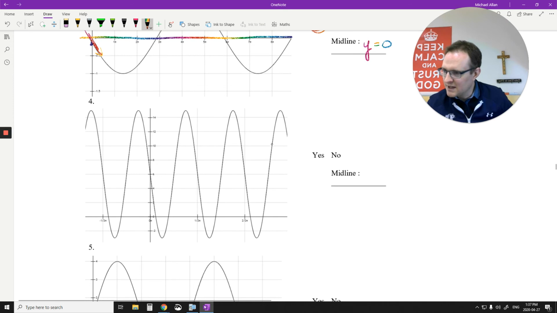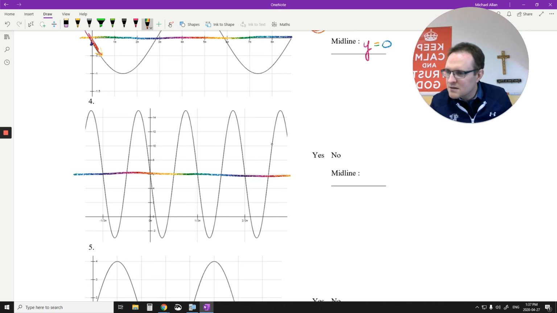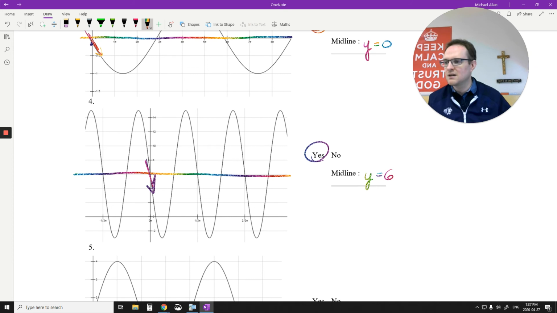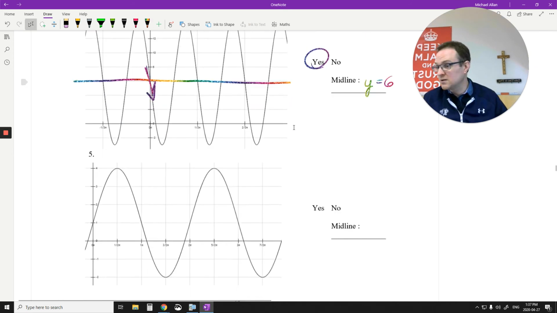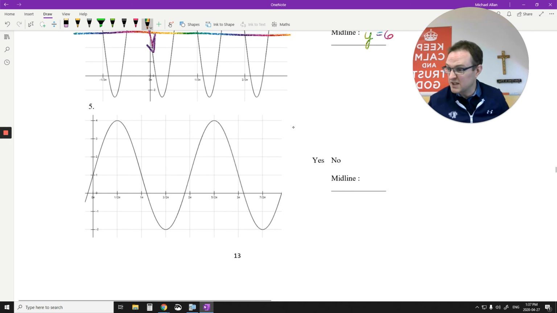So let's look at the midline for this one here. You're going to kind of eyeball this one. It looks like this is where the midline is. So y is equal to 6 again. And again, it's going downwards. So there's definitely been a phase shift here. You notice I'm not trying to find the phase shift. I just want to know if there is a phase shift. That's all I'm really concerned about for this right now.